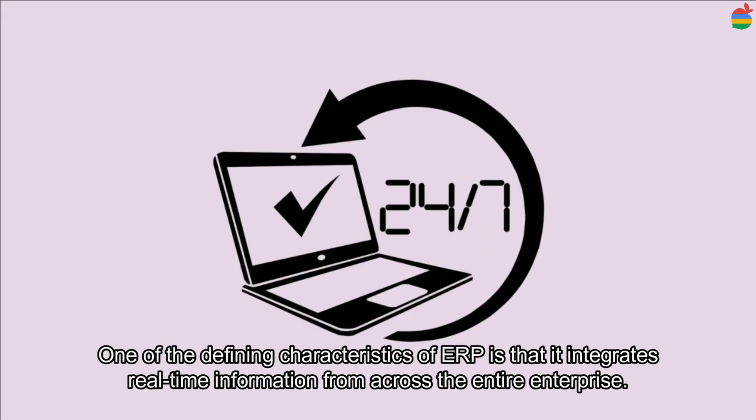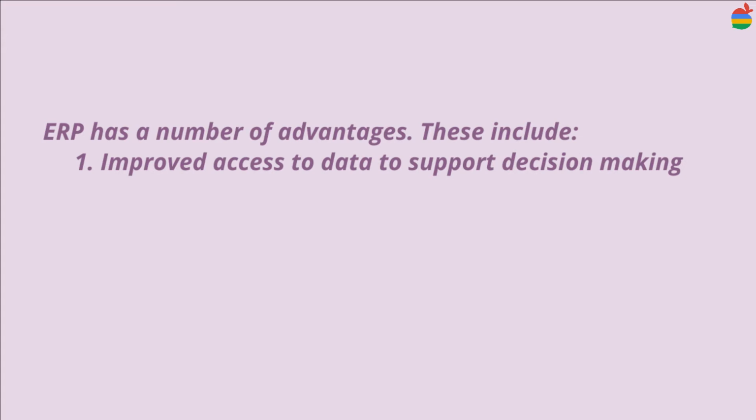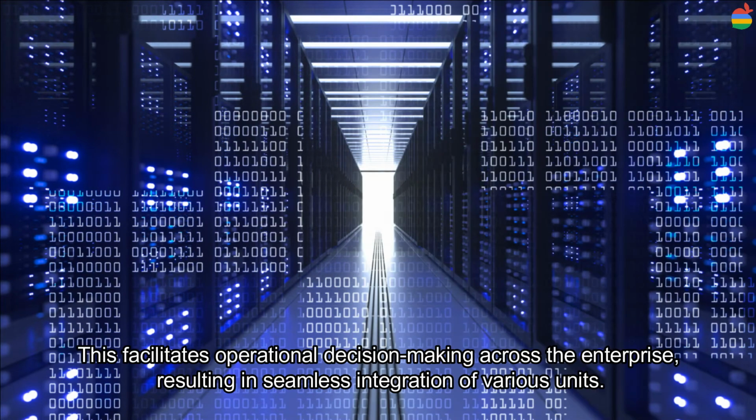One of the defining characteristics of ERP is that it integrates real-time information from across the entire enterprise. ERP has a number of advantages, and these include: first, improved access to data to support decision making. ERP systems use an integrated database to support all business functions. This facilitates operations decision making across the enterprise, resulting in seamless integration of various units.